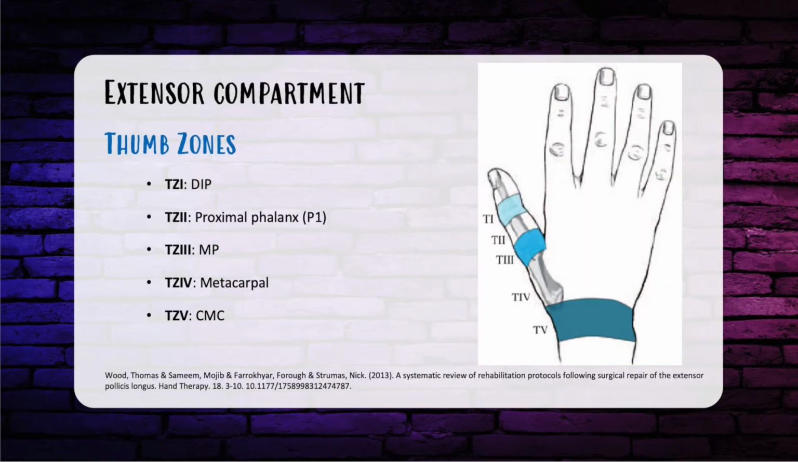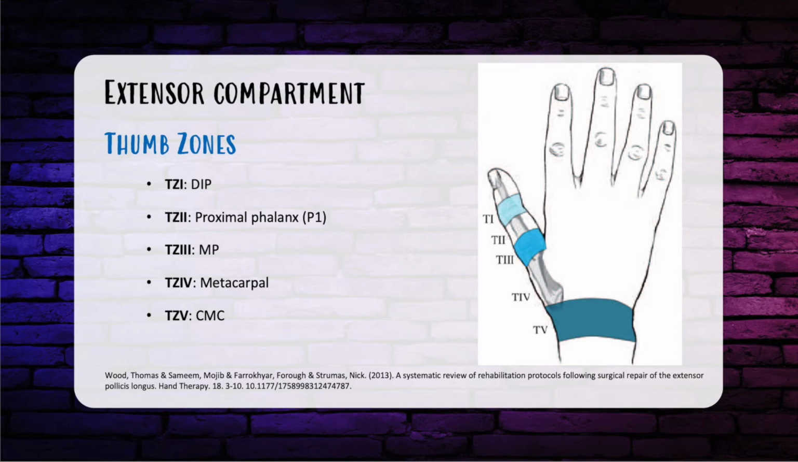Now let's focus on extensor tendon zones, which are important during extensor tendon injury. Starting with the thumb zones, the thumb has 5 zones. If you're around the DIP area, you're in the first zone. The second zone is at your proximal phalanx. The third zone is at your metacarpal phalangeal joint. Your fourth zone is at the metacarpal, and the fifth one is at the CMC.